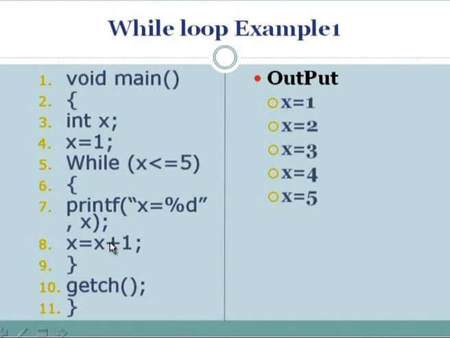Then the value of x is incremented by 1. New value of x will become 5. From here control will jump again towards the loop condition. It will check the condition 5 is less than equals to 5.